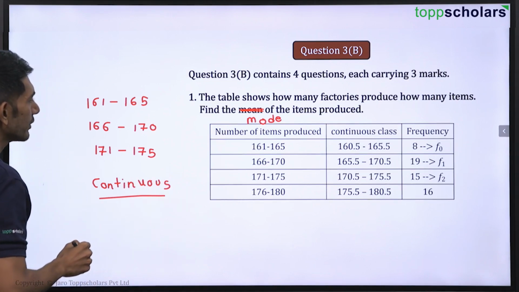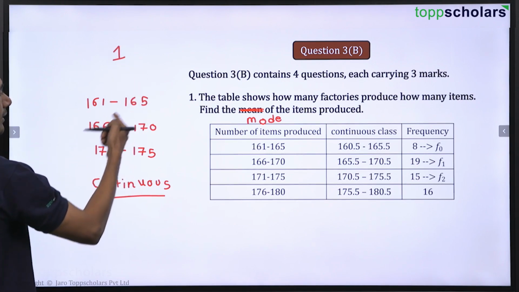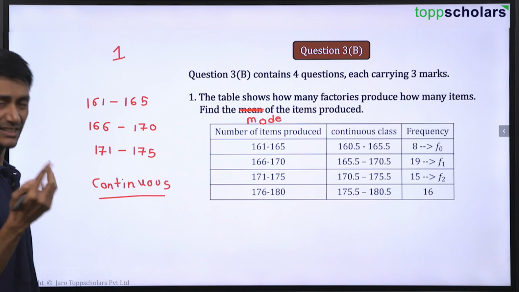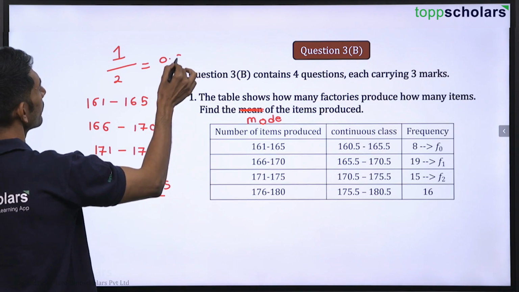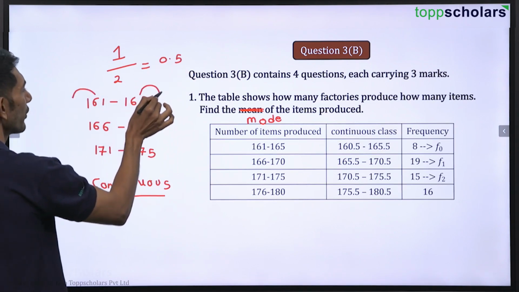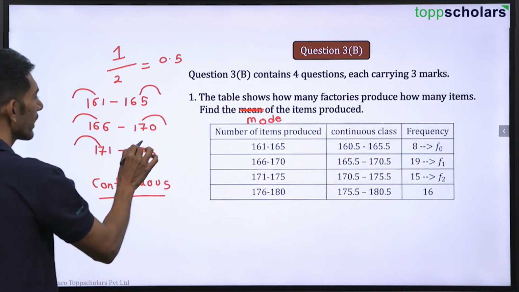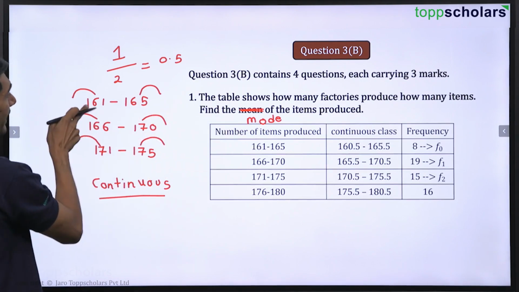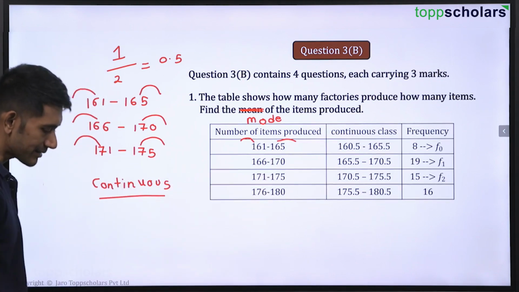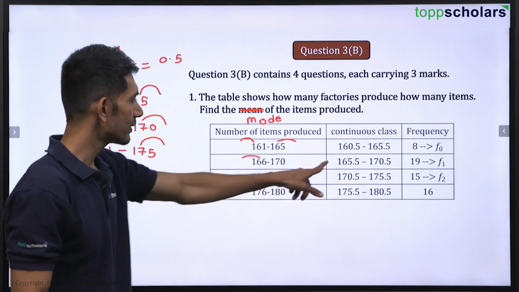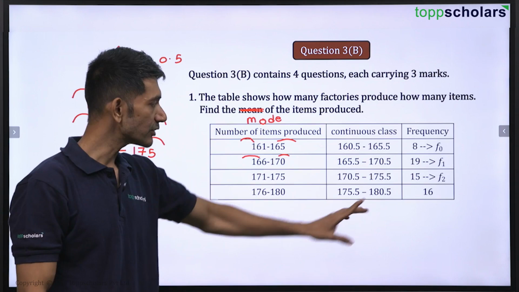Now how do we make it continuous? Whatever the break is, that is 1. There is a break of 1 here, because 166 minus 165 is 1. You divide that by 2. 1 divided by 2 is 0.5. You subtract 0.5 here, you add 0.5 here. You subtract 0.5 here, you add 0.5 here. You subtract 0.5 here, you add 0.5 here. See, that is why you get 160.5. Subtract 0.5, 160.5. Add 0.5, 165.5. Subtract 0.5, 165.5. Add it, 170.5, and so on. So this is how you get, and this becomes a continuous class now.